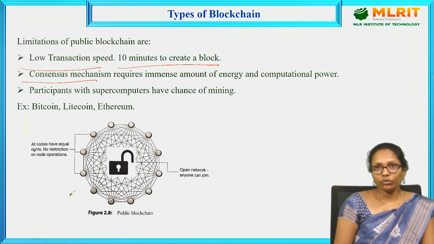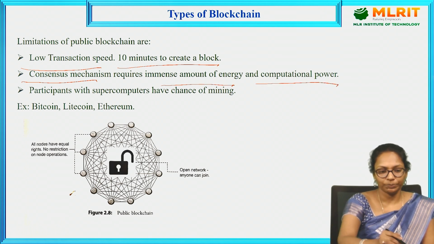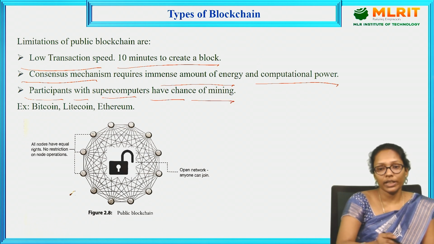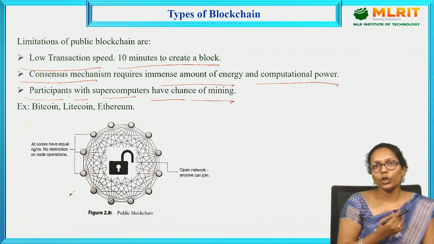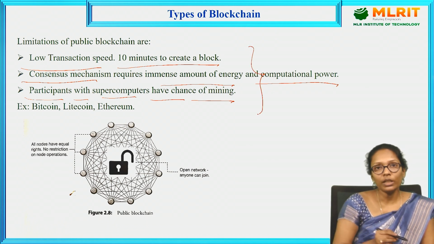In proof of work, as we discussed in the previous video, we need to solve one mathematical puzzle, which requires more power and more resources. For that, it will require a high amount of energy and computational power. And the participants with supercomputers have a chance of mining. So if I want to perform the mining process, if I want to be a part of the consensus mechanism, I should have a supercomputer. Then only I can be a part of mining.